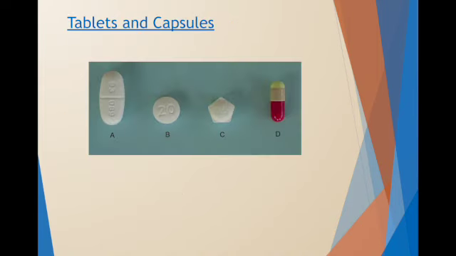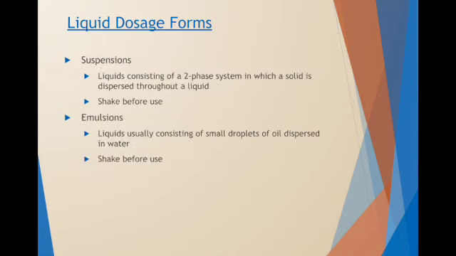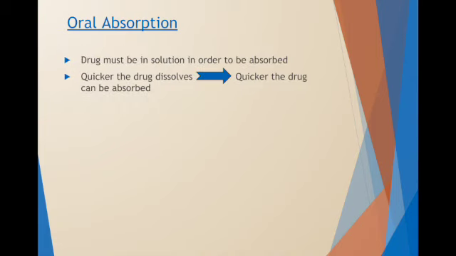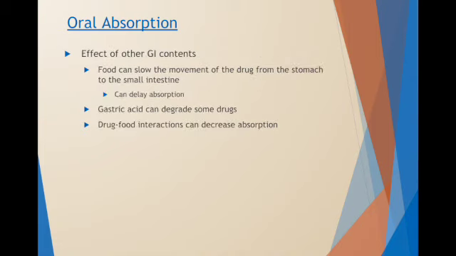Some examples of tablets and capsules. And then there's liquid dosage forms like syrups and elixirs, suspensions and emulsions. And these are all going to be dissolved in solution and are going to maybe have a faster rate of absorption because of the faster rate of dissolution based on where it's absorbed in the small intestine.